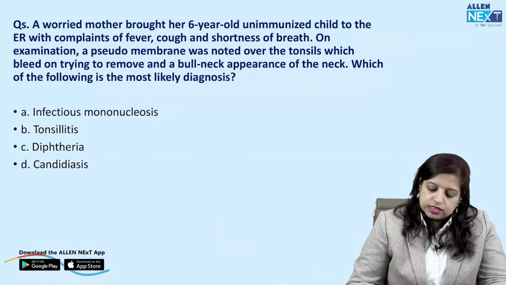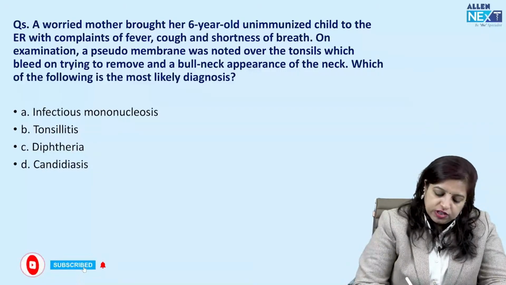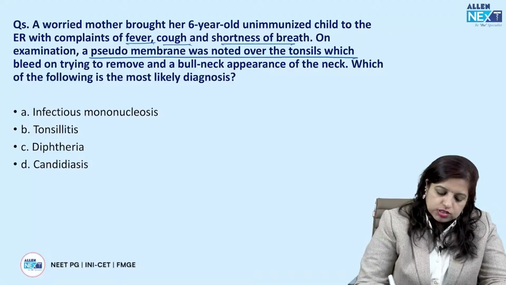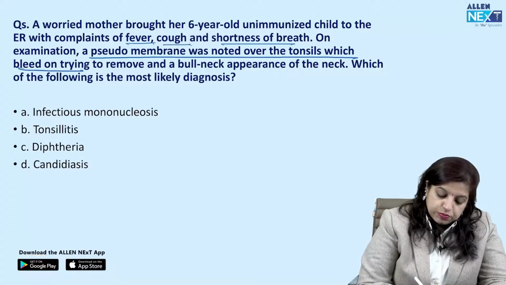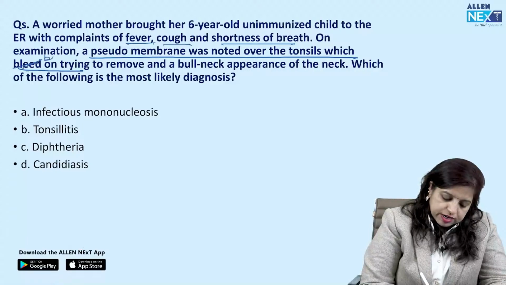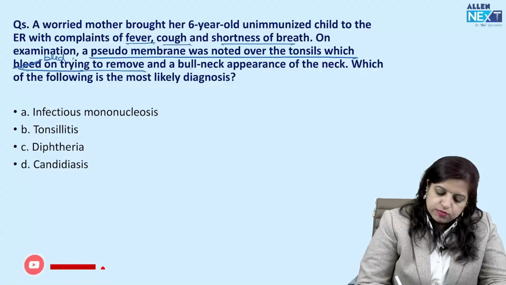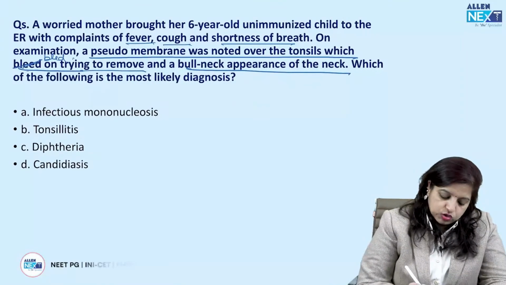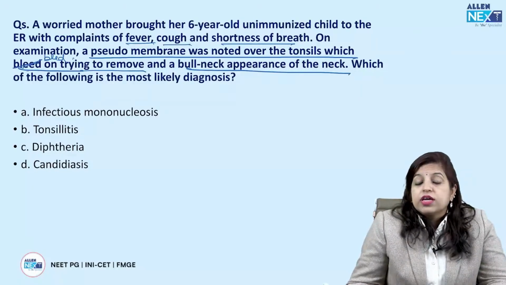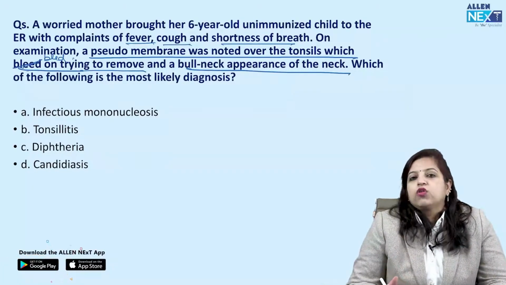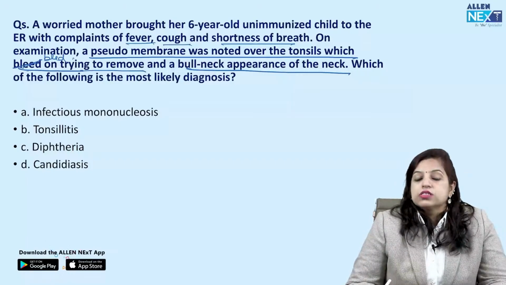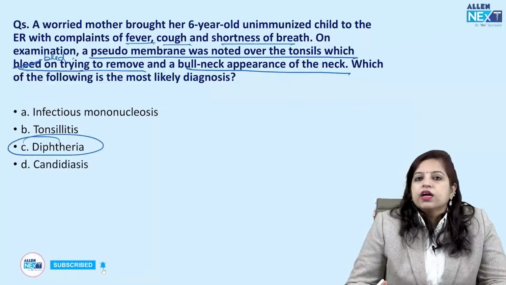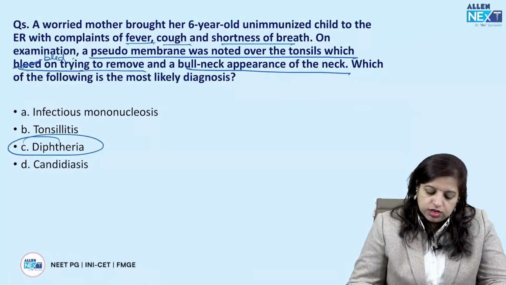A worried mother brought her 6-year-old unimmunized child to the ER with complaints of fever, cough, and shortness of breath. A pseudomembrane was noticed over the tonsils, which bled on trying to remove it, and a bull neck appearance of the neck was noticed. What is the most likely diagnosis? So when you have a pseudomembrane somewhere and you have a cervical lymphadenopathy contributing to bull neck, this is nothing but diphtheria. So you should know to identify these infectious disorders, very commonly asked in your exams, right?